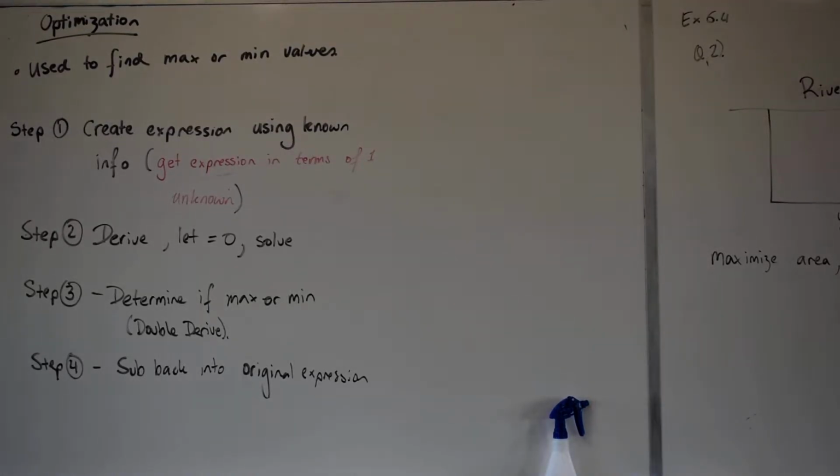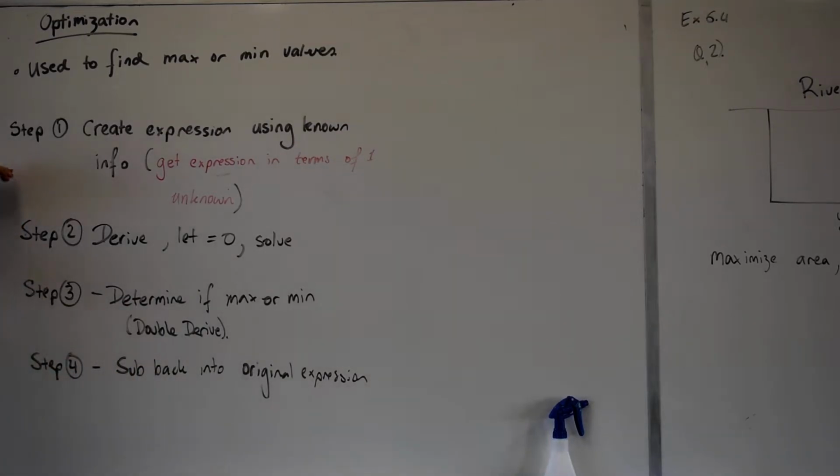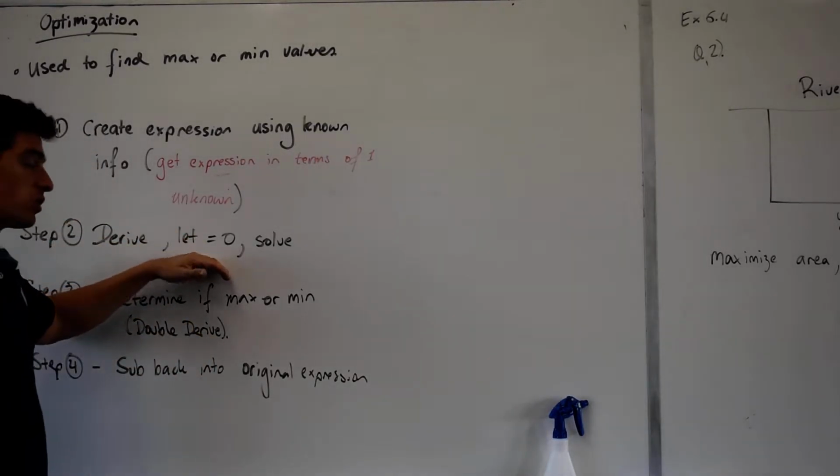Alright, so we're going to talk about optimization in a little bit less of a vague way now, so we're going to give you a bit of a structure to follow, and we're going to use question 2 as our way of working through it together. So, optimization, it's always about creating an expression where they've given us a few unknowns, we've got to get it in terms of one unknown, derive, let it equal 0, and then solve.